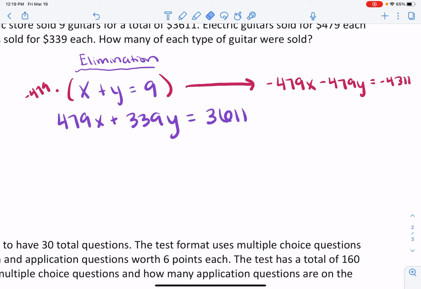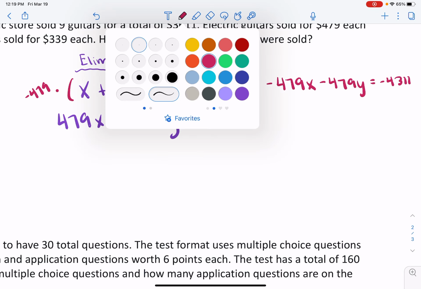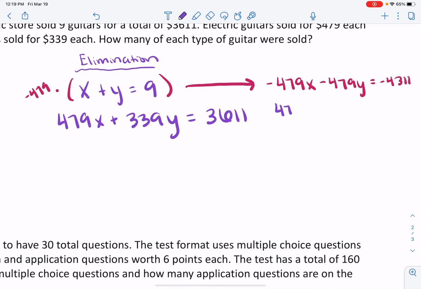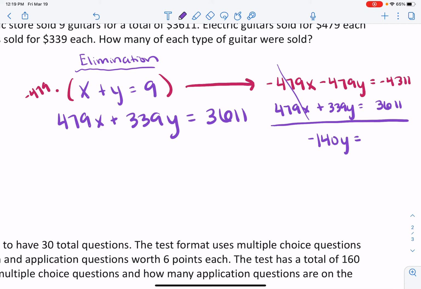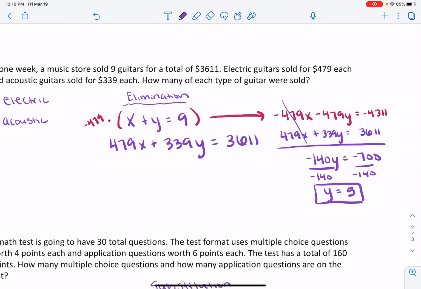Okay, and then the bottom equation, we can actually leave that to just stay the same, and we're going to go ahead and add them together. Okay, so when I add them together, x cancels. Negative 479 plus 339, that gives me negative 140y, equals negative 4,311 plus 3,611 would be negative 700. Divide by negative 140 on each side. So y equals 5.